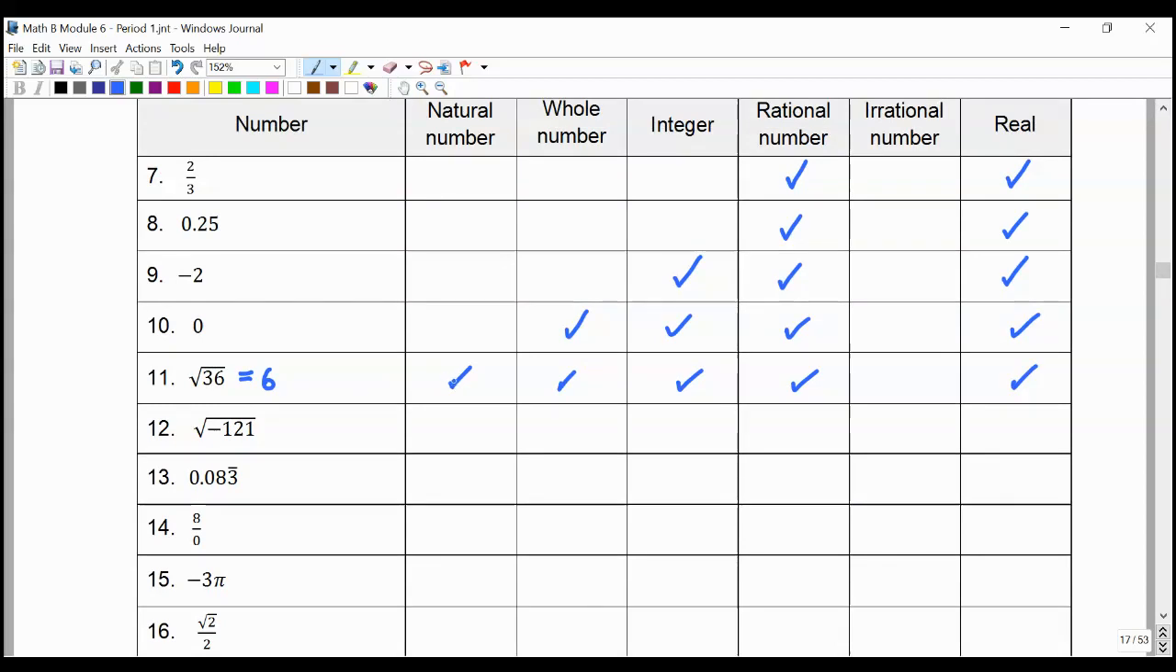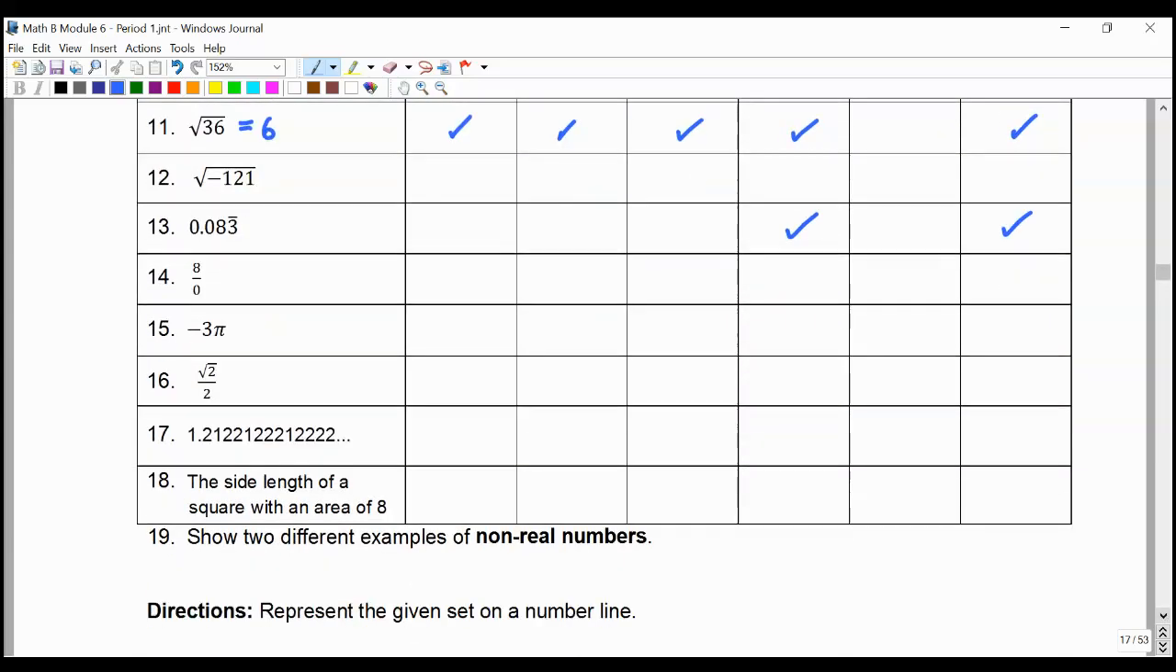So it goes in natural, and if you go back to the flow chart, natural was in all these categories except for irrational. Number 12, we can't square root a negative, so we're going to leave this whole thing blank. It doesn't go anywhere. 13 is a decimal that repeats, so that is going to be rational and real. 8 over 0, this was thinking back to module 2 and 3, this was undefined, under the line undefined. And so that actually doesn't belong anywhere because we can't do that.